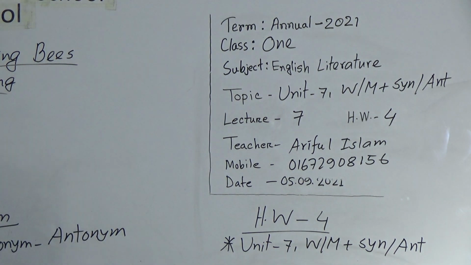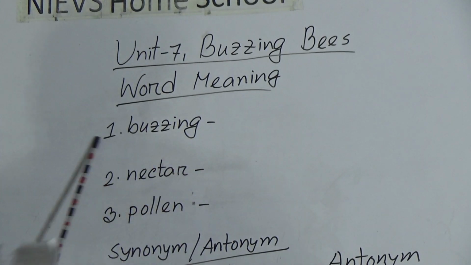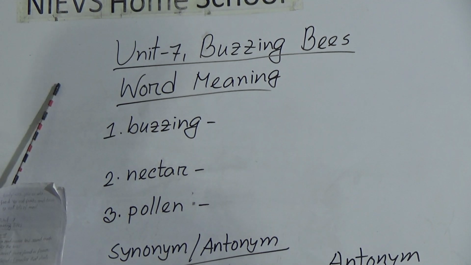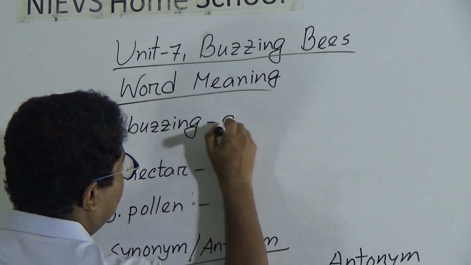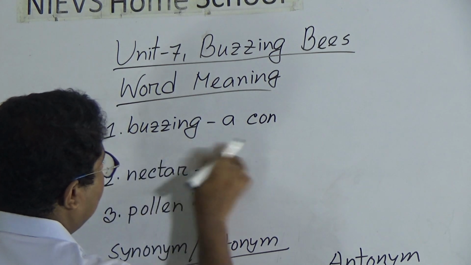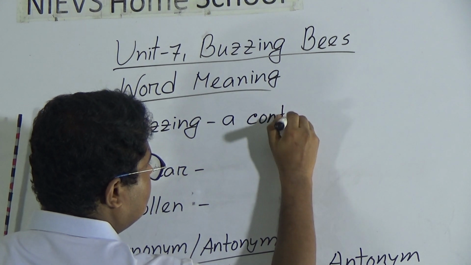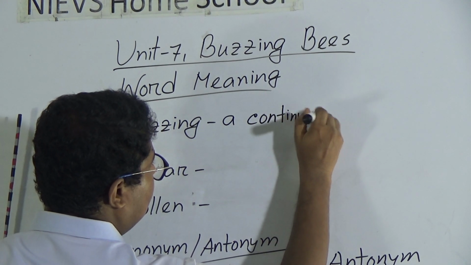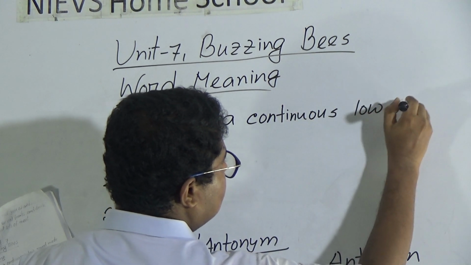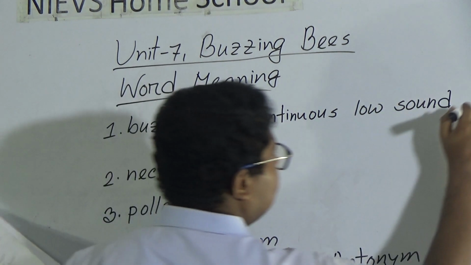So my dear students, let's see. Unit 7, buzzing bees, word meaning. Number 1 is buzzing. Let's write. Buzzing means a continuous. A will be a small letter. Every word meaning starts with a small letter. A continuous, C-O-N-T-I-N-U-O-U-S, a continuous low sound buzzing made by the bees.